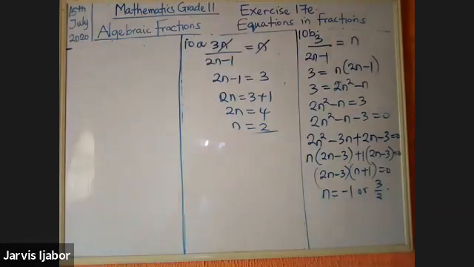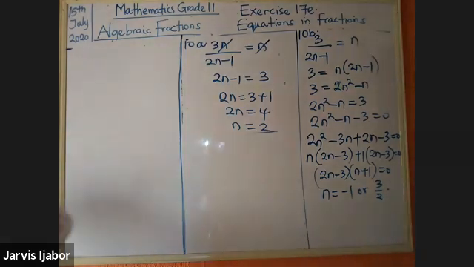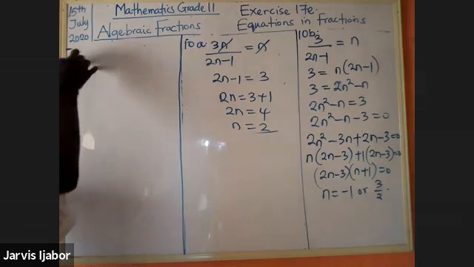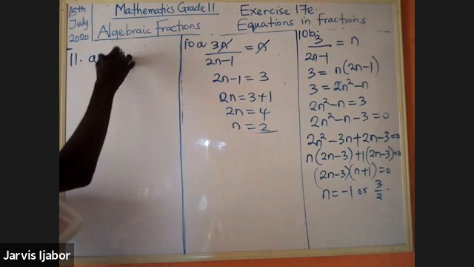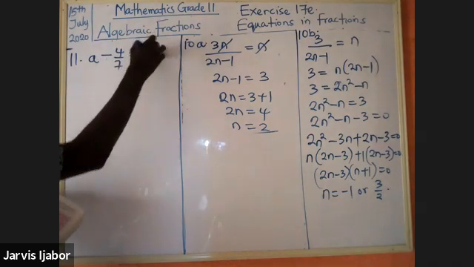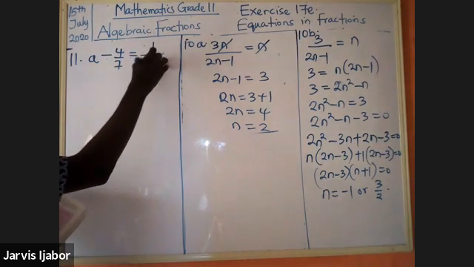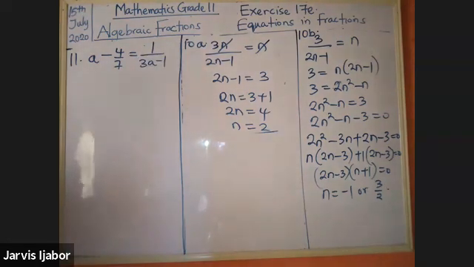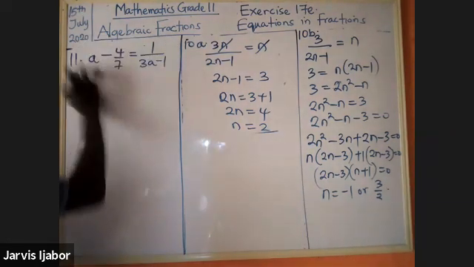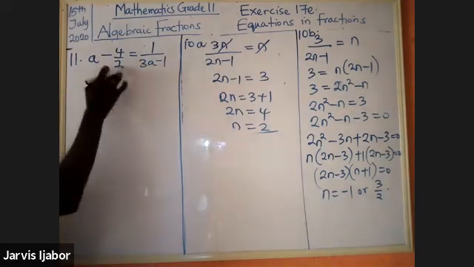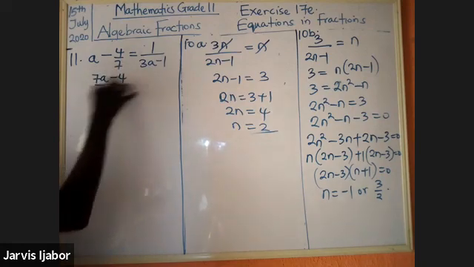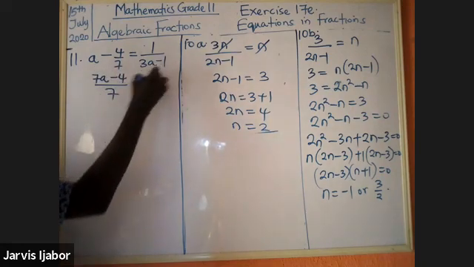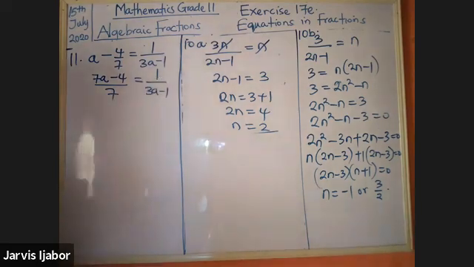In question 11, you have A minus 4 over 7 equal to 1 over 3A minus 1. The first thing you need to do is to make your left-hand side resemble your right-hand side. So I'll take the LCM of just the left-hand side, and this will give me 7A minus 4 over 7 equal to 1 over 3A minus 1. That's the first thing you need to do.